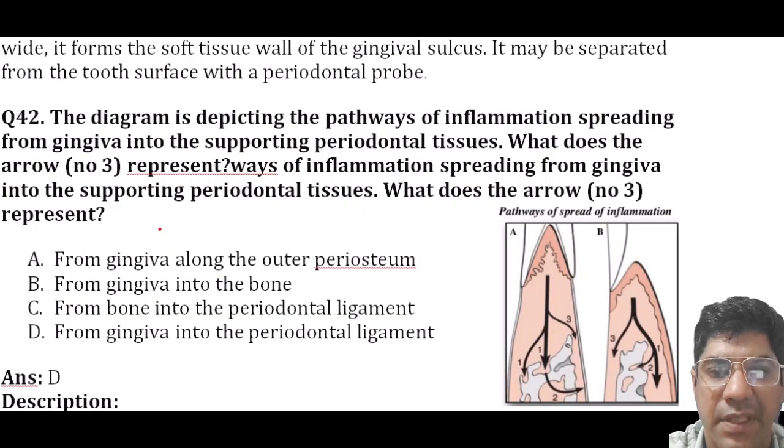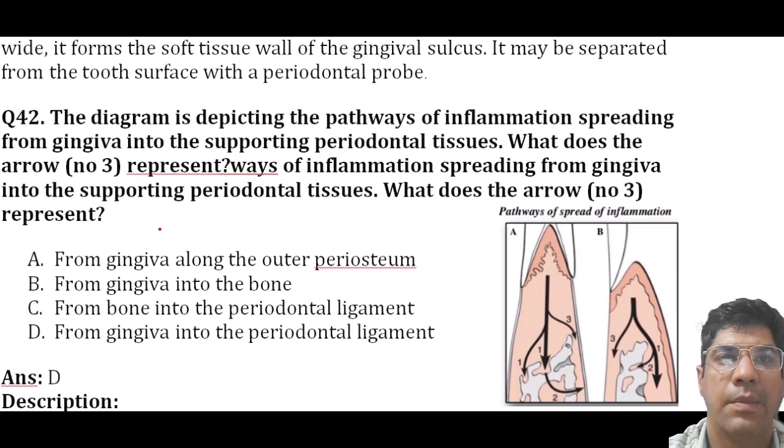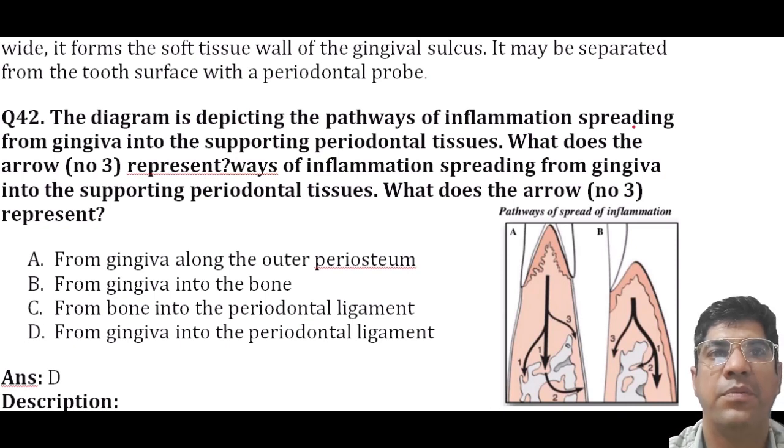The diagram is depicting the pathway of inflammation spreading from gingiva into supporting periodontal tissues. What does the arrow 3 represent?